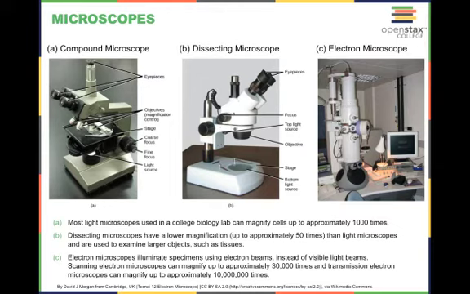And yet another type of microscope, developed in the 1930s and improved upon since then, is the electron microscope. These use electron beams rather than visible light to illuminate the specimen. This enables magnification up to 30,000 times for scanning electron microscopes and even up to 10 million times for transmission electron microscopes.